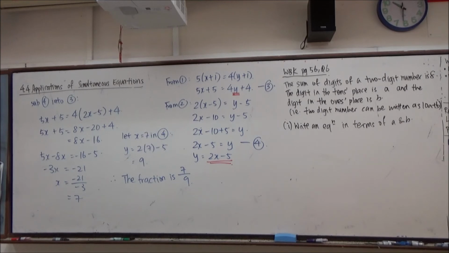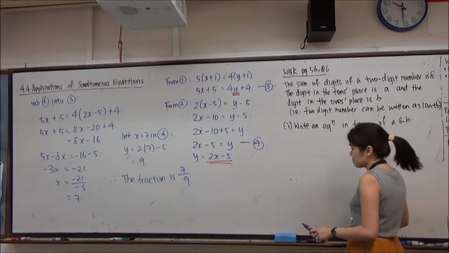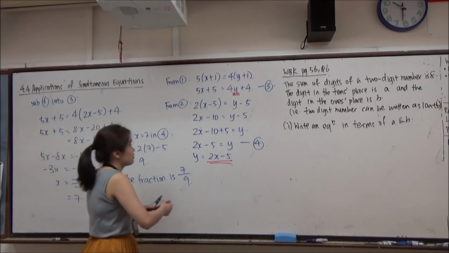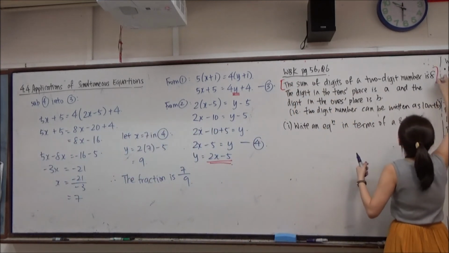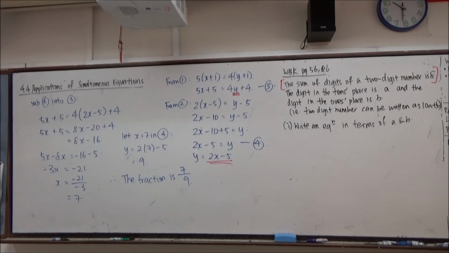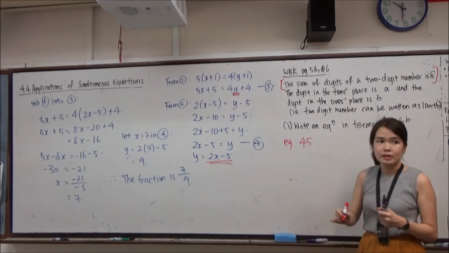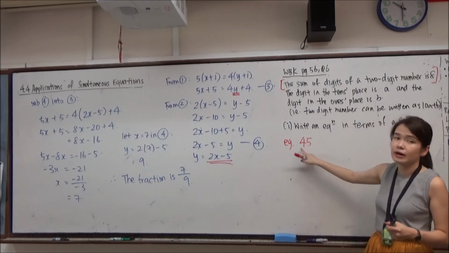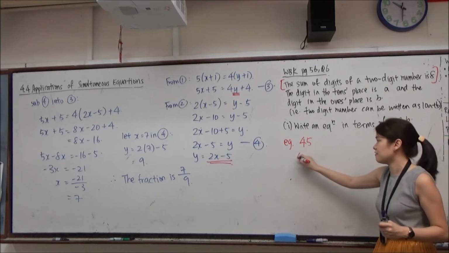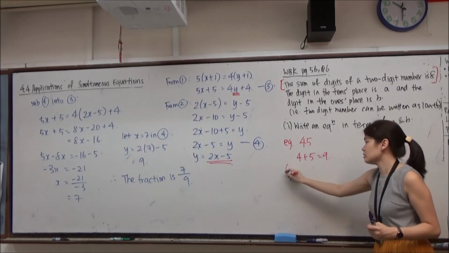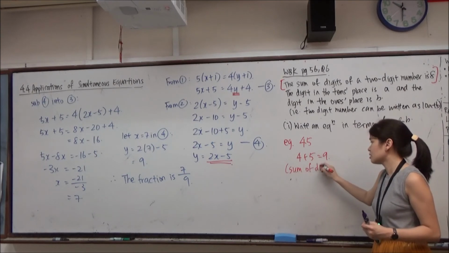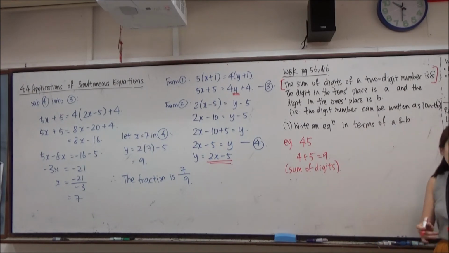About place value, which you learned in primary school. It says that the sum of digits of a 2-digit number is 8. Looking at the first statement, an example will be if this number is 45. This is a 2-digit number, right? The sum of the digits will be 4 plus 5, and that is 9. So this is the sum of digits. That's what it means.